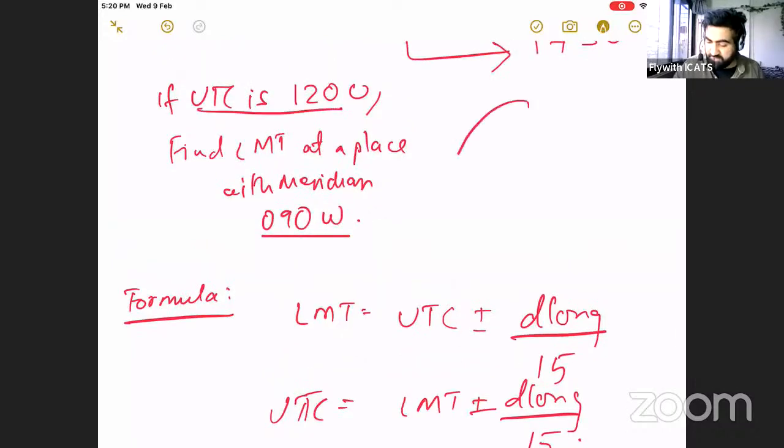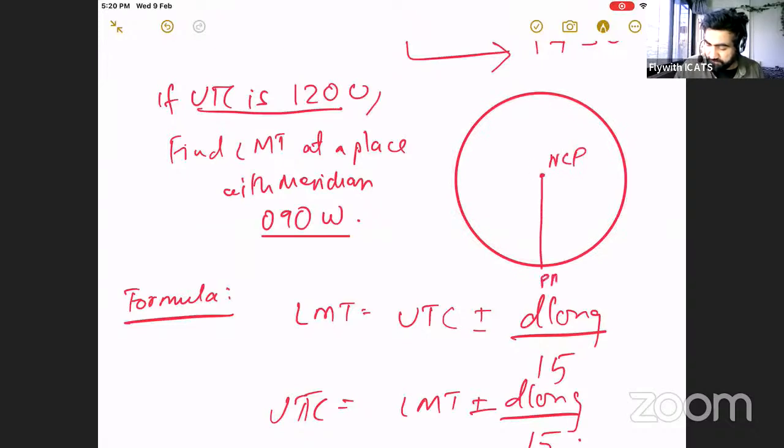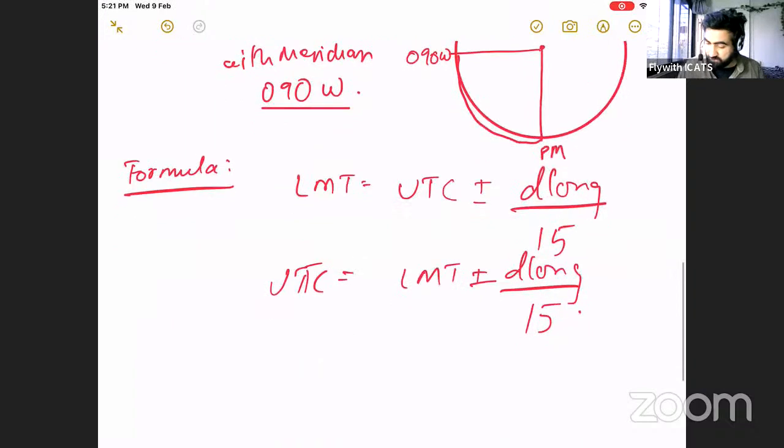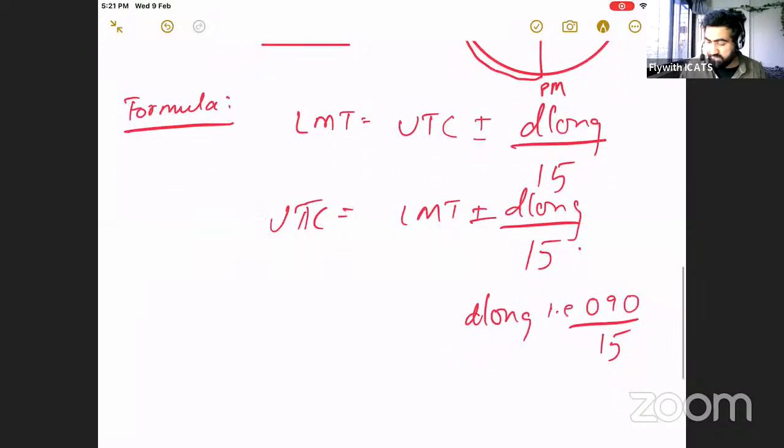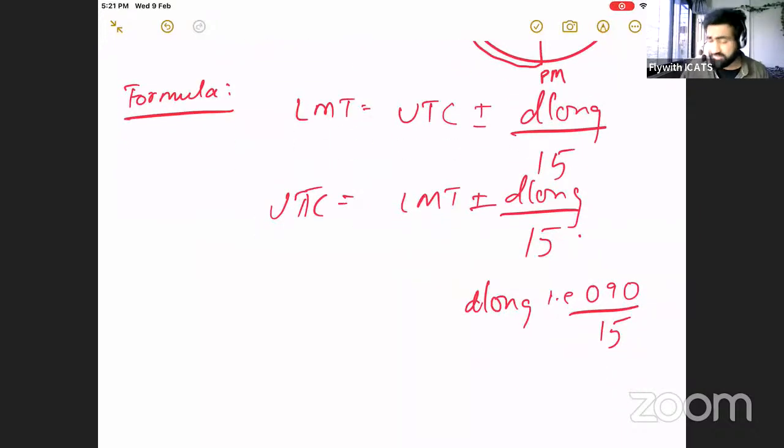Your prime meridian, now looking at this diagram, NCP, this is prime meridian. NCP is North Celestial Pole. 090 west is this. Okay. How much is the D long? D long is 090. So D long, that is 090 by 15. How much do I get? 6.